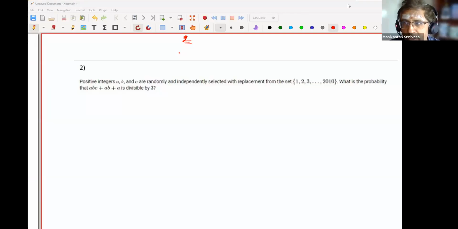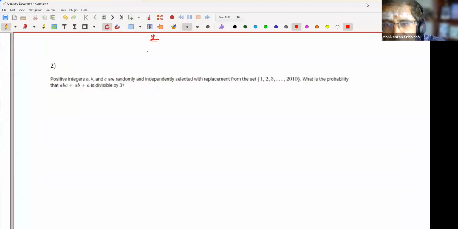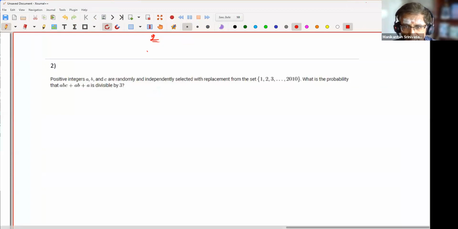Okay, so question 2. A, B, C are 3 random independently selected with replacement. So with replacement means you put it back and then pick it again, right? So there's a chance that A and B are the same also, and C is also the same. Essentially, with replacement makes things independent, right? You put it back, so essentially independent draw. So what is the probability that ABC plus AB plus A is divisible by 3?